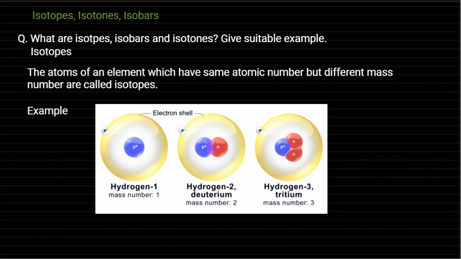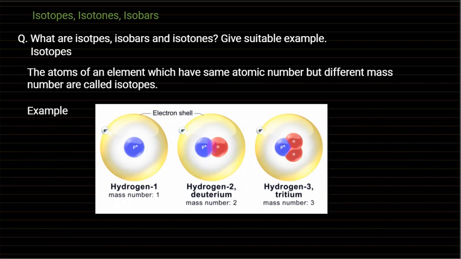Next, look at tritium. In tritium, inside the nucleus, how many nucleons are there? 3. What are those 3 nucleons? One proton and 2 neutrons. Fine. So in all the cases, look at their atomic number.